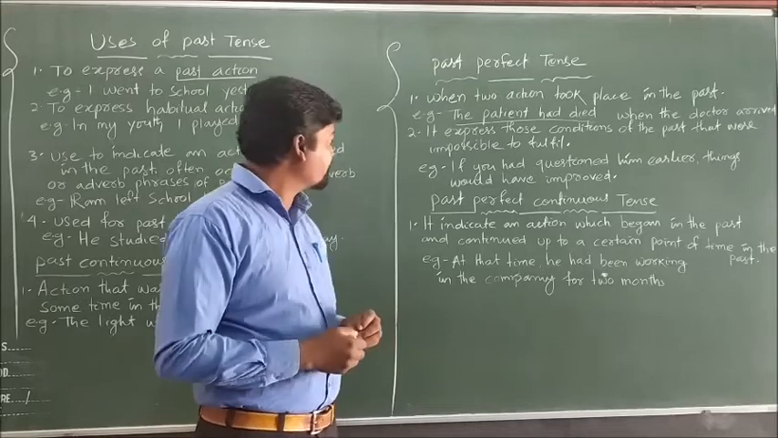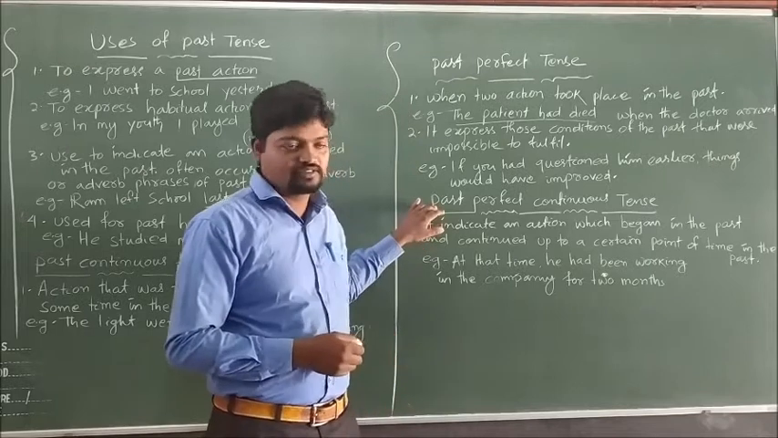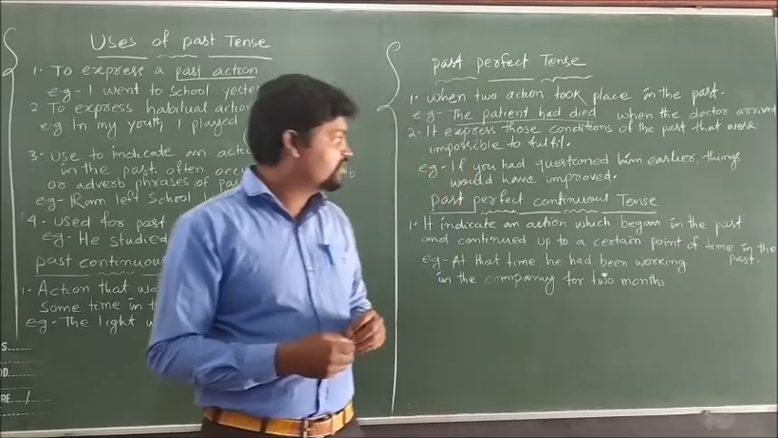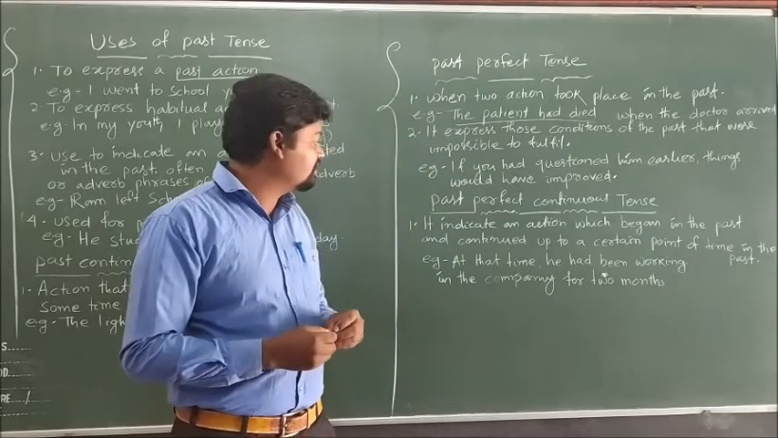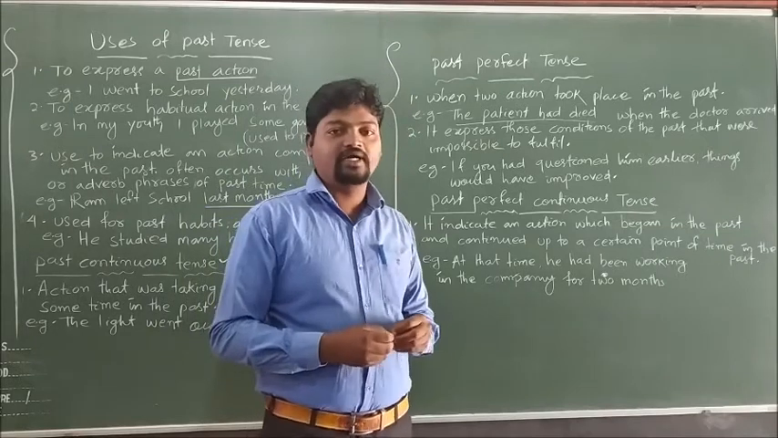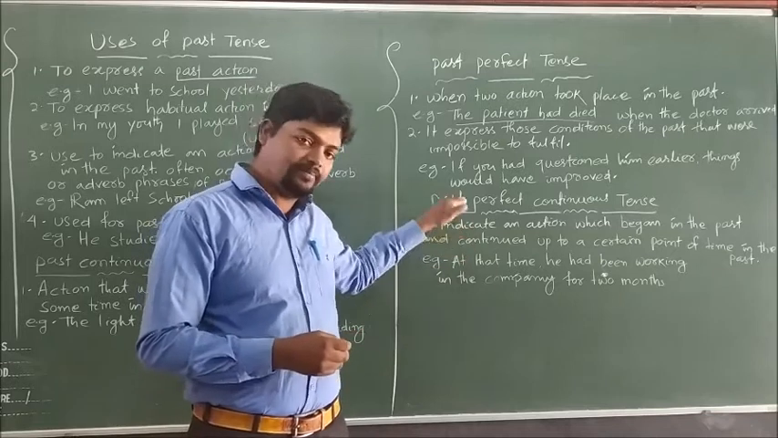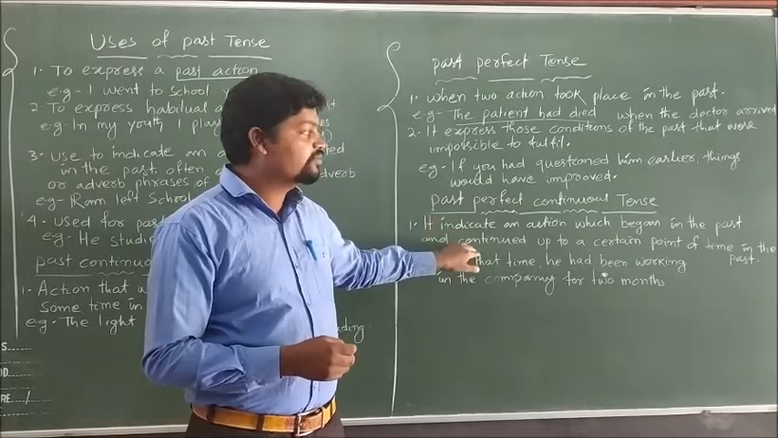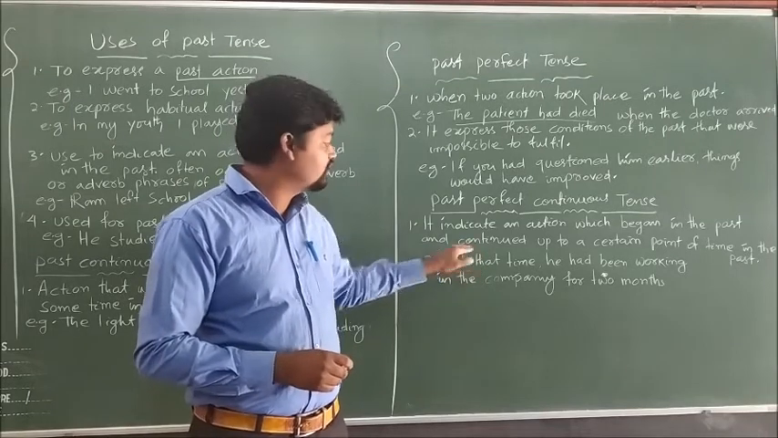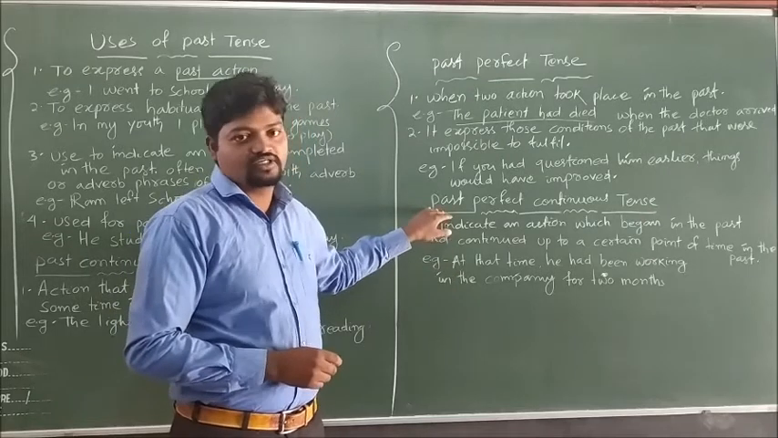Got it? Next, past perfect continuous tense. It indicates an action which began in the past and then continued up to a certain point of time in the past. So, here what happens? The action began in the past and then at a certain point of time the action is taking place. In this sense we use past perfect continuous tense.